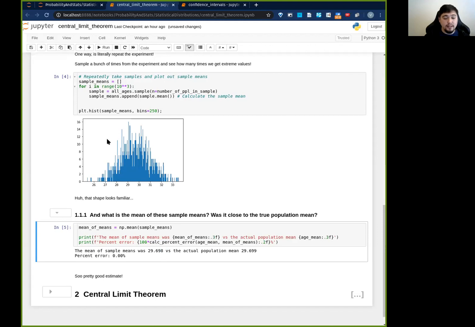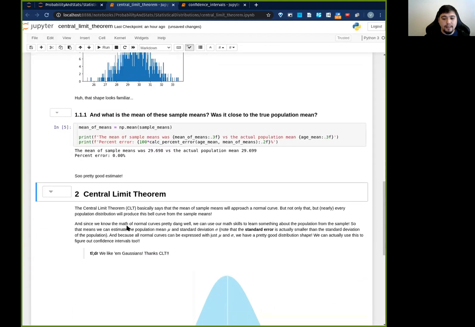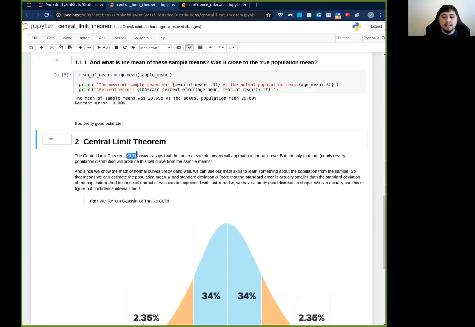You can see that the mean of the sample means is very close to the average, which kind of makes sense, and hopefully you can see why that would be true. But this is the power of the central limit theorem, also abbreviated CLT. Basically, this is saying that if we take many samples and look at some statistic, in this case the mean, but it could be anything really, we approach a normal curve.